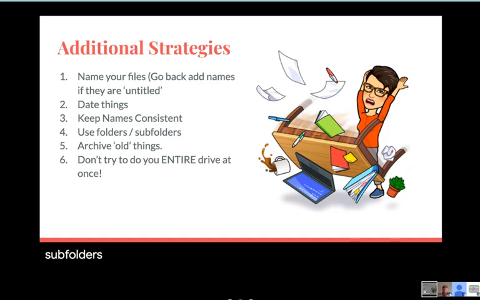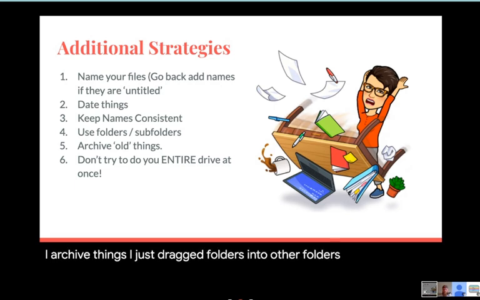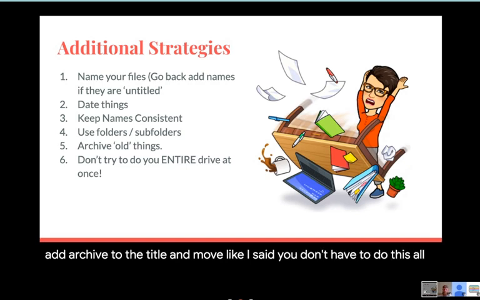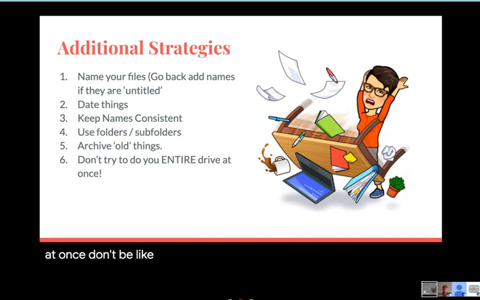I would also suggest using folders and subfolders. You don't have to have everything there in front of you. When I archive things, I just drag folders into other folders, change the color, add archive to the title, and move on. And like I said, you don't have to do this all at once. Don't be like my angry Bitmoji, because that's a waste of coffee and probably a computer.